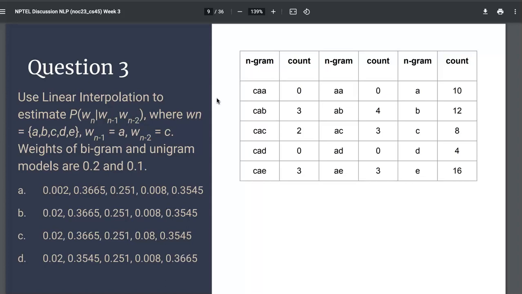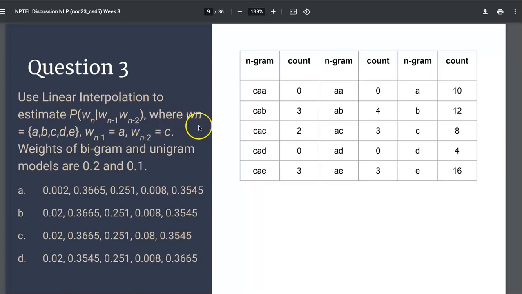This question is also related to smoothing technique. Here they are asking that you need to use linear interpolation to estimate P(WN given WN minus 1). What kind of probability is this, if you can guess? This is a trigram probability, because to guess the probability of a word, you need to check the previous 2 words. To guess the probability of the nth word, you are using the n minus 1 and n minus 2th words. So this is a trigram probability.